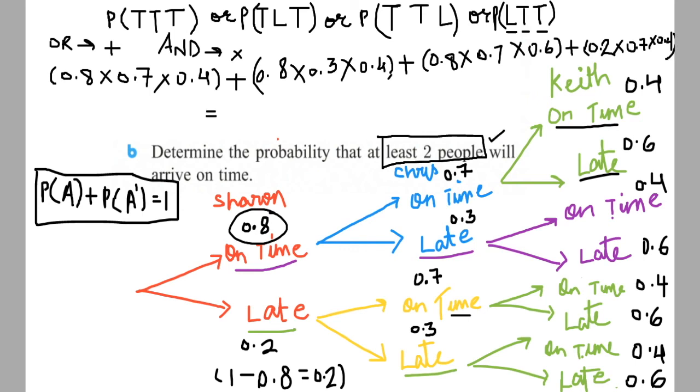And when you do it manually, or if your board allows use of a calculator, use a calculator. Result of this calculation will be 0.712. This is the probability that at least two people will arrive on time. If you're using your calculator, make sure you have these brackets when you plug in the information in the calculator. So this question is done.